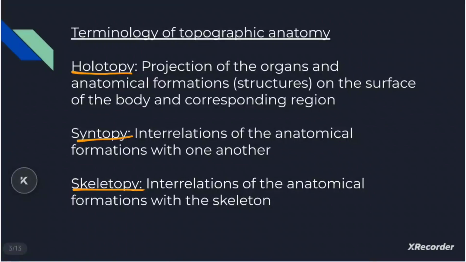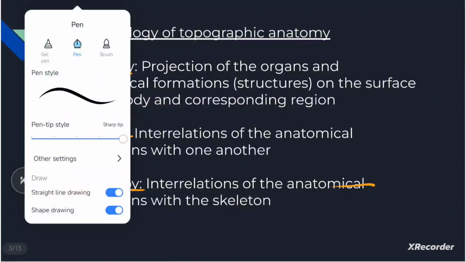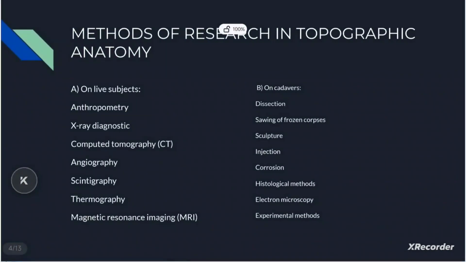Now these three terminologies are important. The second is the methods of research in topographical anatomy. This is just a brief introduction, like how it works. Now there are two types of topographical anatomy, one on the live subject and one on the cadaver.